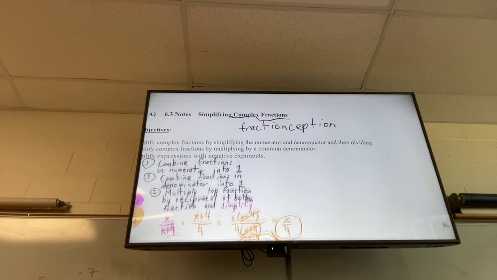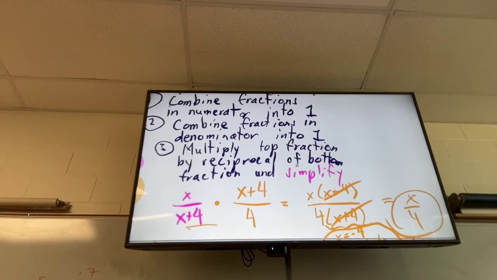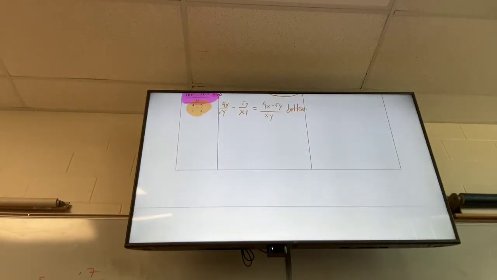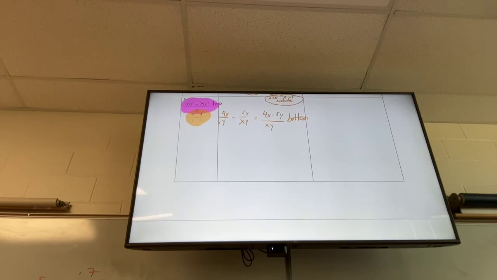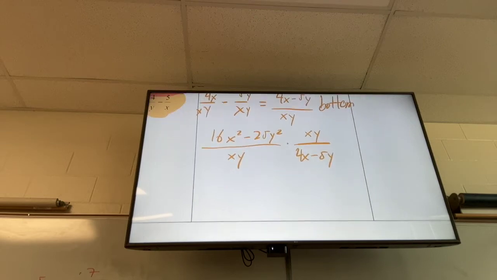Okay? Third step. Look at that third step. Multiply the top fraction by the reciprocal of the bottom fraction and simplify. Okay? So I'm going to do that. Top fraction. That's 16x squared minus 25y squared all over xy, times the reciprocal of the bottom. So I'm just going to flip the bottom one upside down. Okay, multiply across.